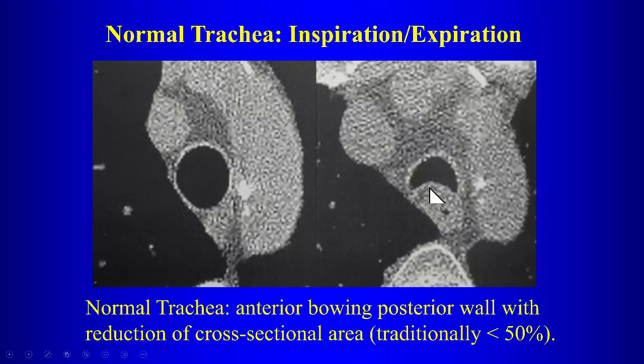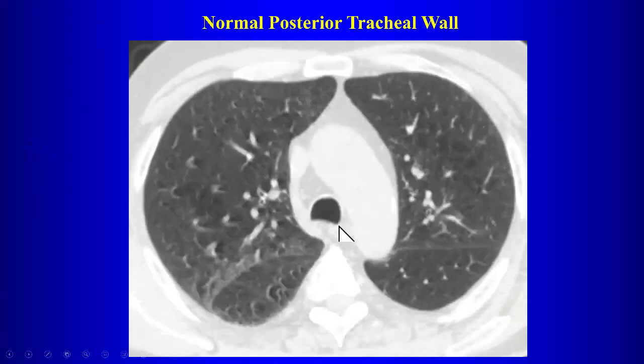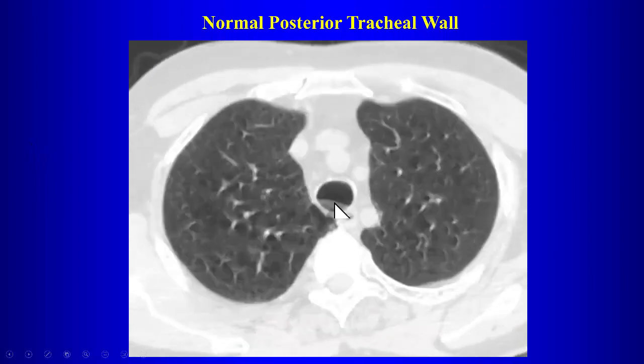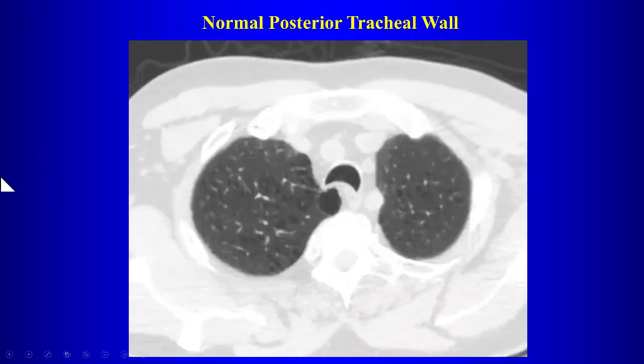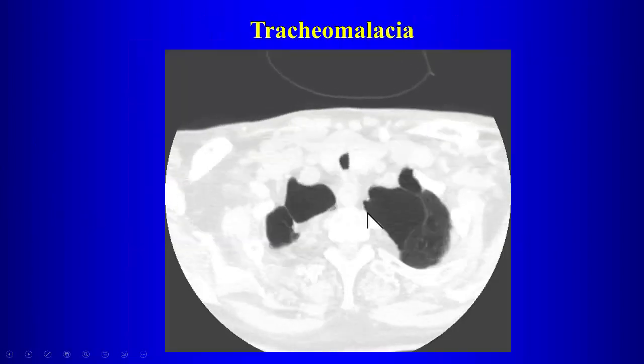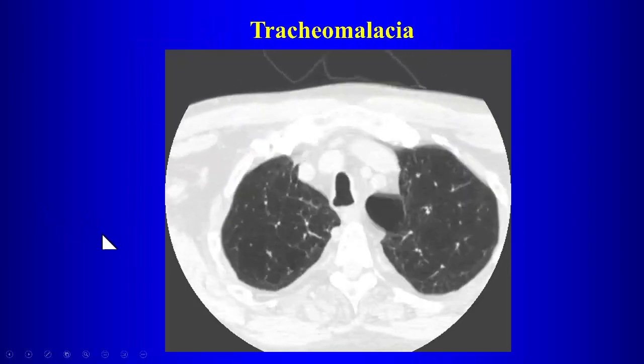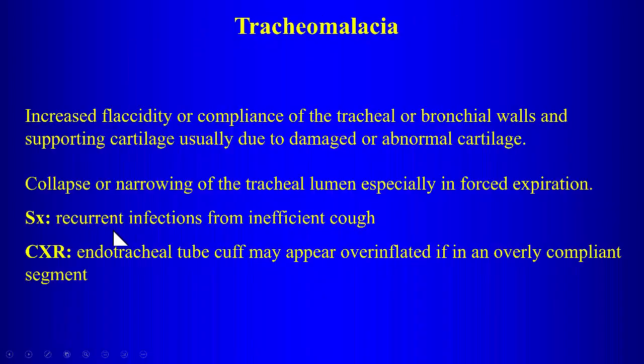So this is the normal appearance in expiration. Here you can see inspiration and expiration on this patient. That's the normal movement of the posterior wall. If it's excessive, then you have a problem. With tracheal malacia, in this case, actually the whole trachea is collapsing in this particular case that we looked at here. Okay? So this is from increased compliance of the airway because of destruction of the cartilage.